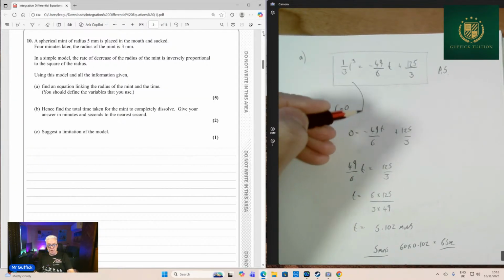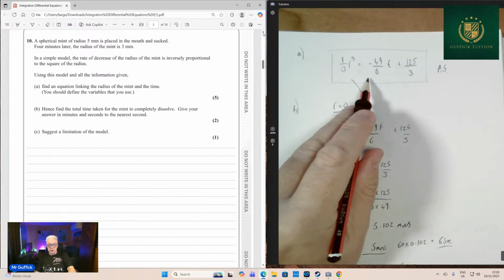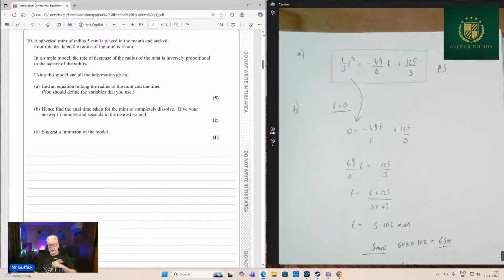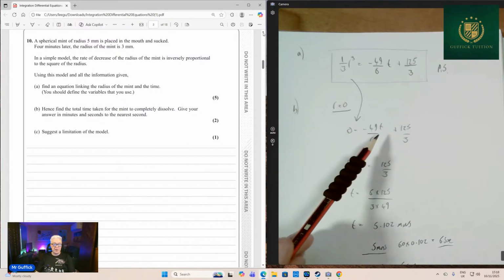So in our equation, and it's quite nice the way they do this. Oh, actually, I was going to say they give you the equation, but they don't in this particular one. So it isn't nice. You've got to get that equation. You have to get part A to do part B. So when the mint's dissolved, it's got a radius of 0. So we just put radius equal to 0, and we've got to solve for t.